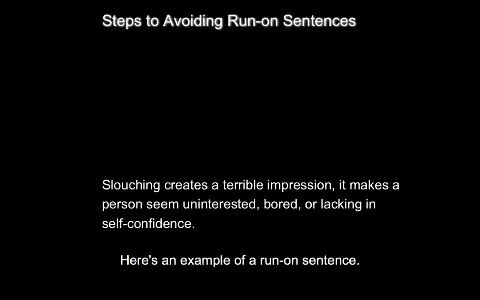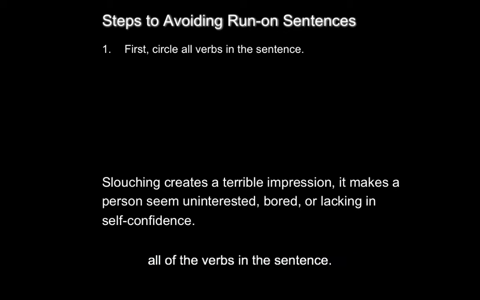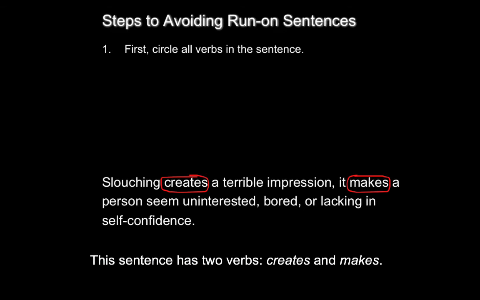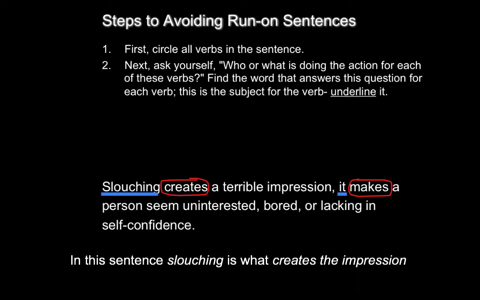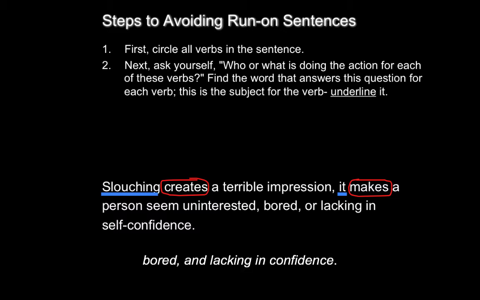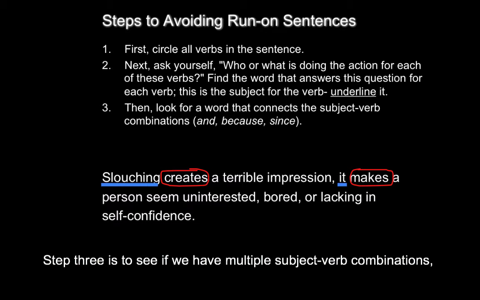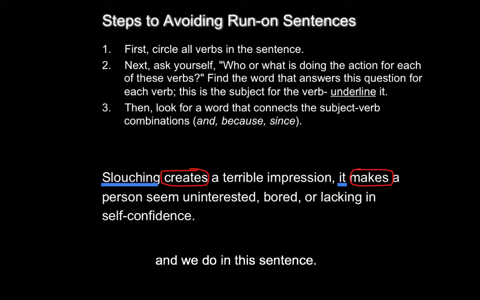Here's an example of a run-on sentence. The first step in our process is to identify and circle all of the verbs in the sentence. This sentence has two verbs, creates and makes. The second step is to ask who or what is doing the action. In this sentence, slouching is what creates the impression, and it is what makes a person seem uninterested, bored, and lacking in confidence.